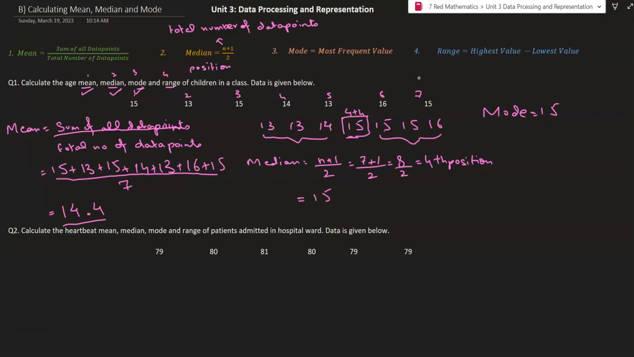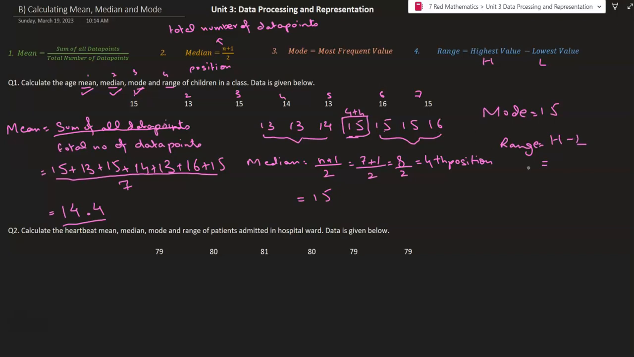And then we have range, the highest value minus the lowest value. So I will denote the highest value with H and the lowest value with L. So range equals H, the highest value, minus the lowest value, that is L.